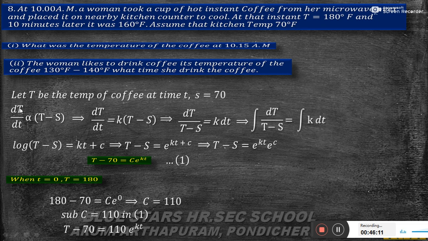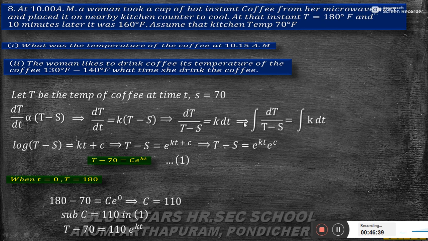Therefore, dT/dt, that means the rate of change of the coffee temperature, is proportional to T minus S. T minus S means coffee temperature minus room temperature. Which implies dT/dt equals k times (T minus S). The next step, I group the capital T and the small t separately, so I write dT/(T minus S) equal to k dt.